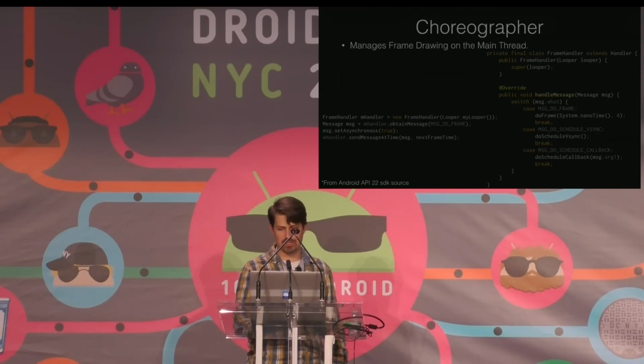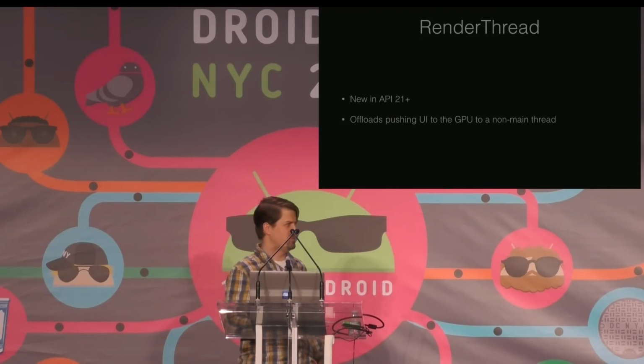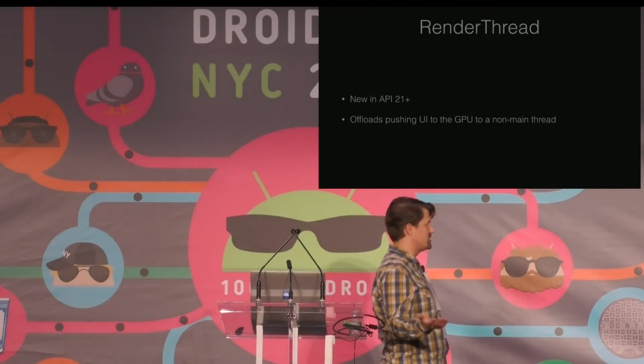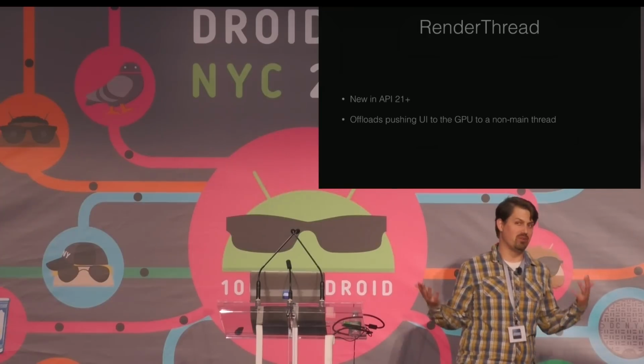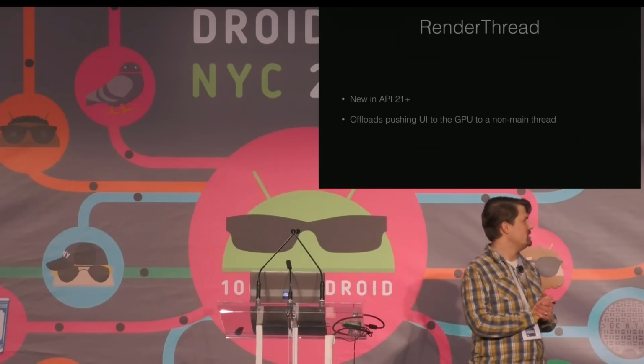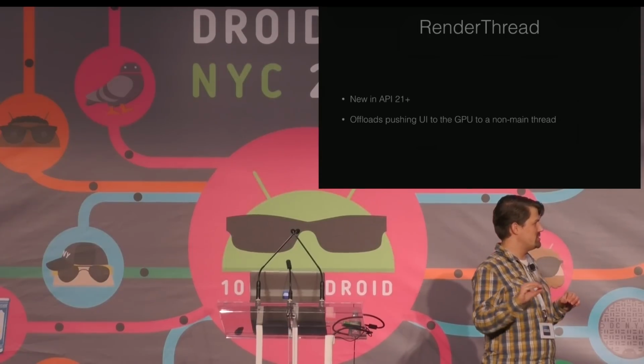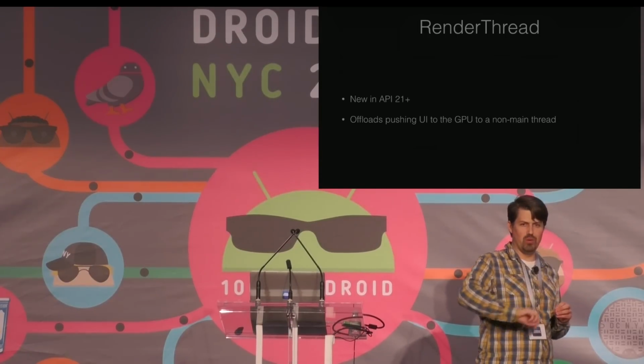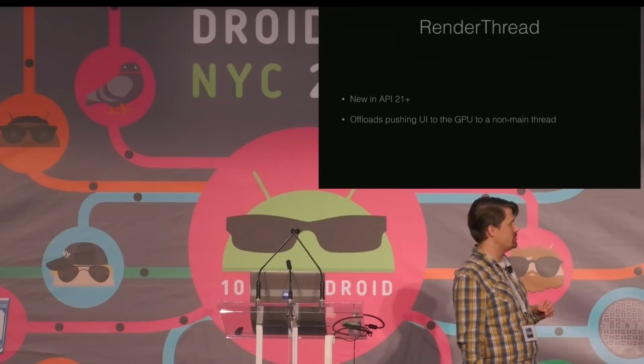Just a brief note that on API 21+, there's a thing called RenderThread. You pretty much never really need to know about this. It's a way for them to offload some of the code that pushes the UI to the GPU onto a non-main thread.